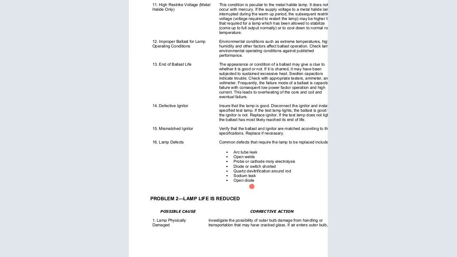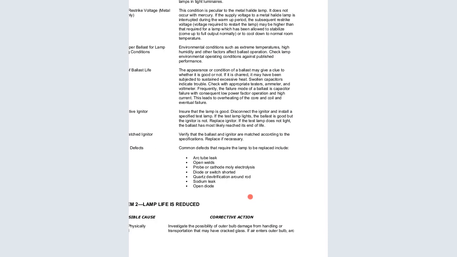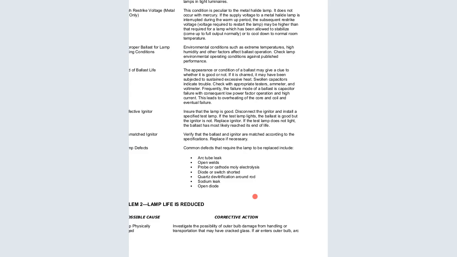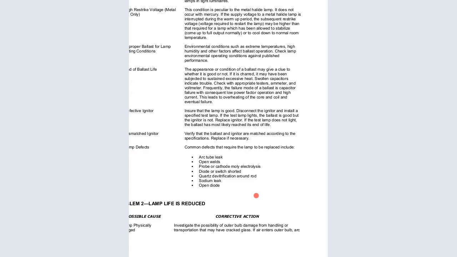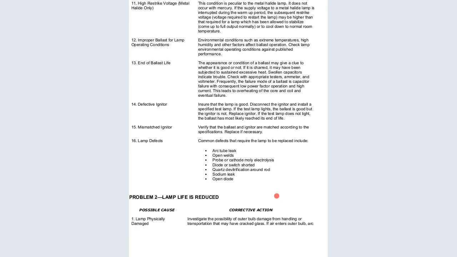Another problem that can occur is lamp defects. Maybe the lamp has some defect. What can you do? The common defects that require the lamp to be replaced include the arc tube leak, the open welds, maybe the probe or the cathode electrolysis, and then we have the diode or switch shorted, the quartz devitrification around the rod, sodium leak, and then the open diode.